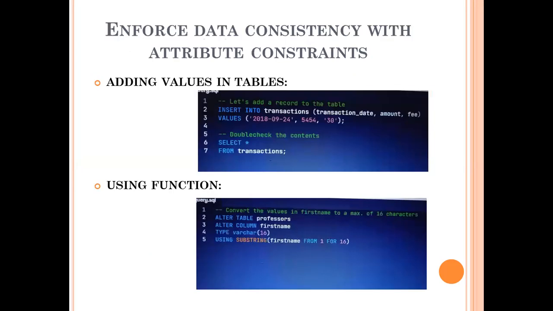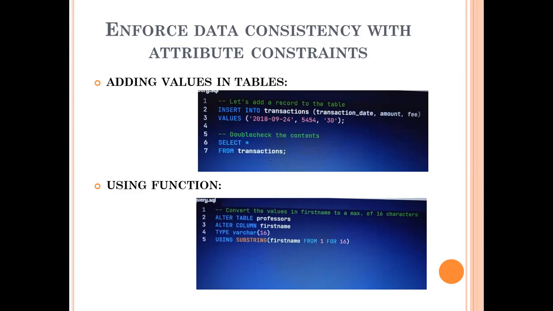Talking about some attribute constraints. So how can we add values in our tables? Simply we will write insert into followed by our table name. For example, there is a table called transactions and I want to add some values into its 3 columns. I want to add values into the transaction date column, amount column and fee column, which are already present in the transactions table. Simply I will write the table name followed by, in brackets, the 3 columns in which I want to insert the values. Secondly, I will write values and in the same order, I will write the values that I want to insert in those particular columns.